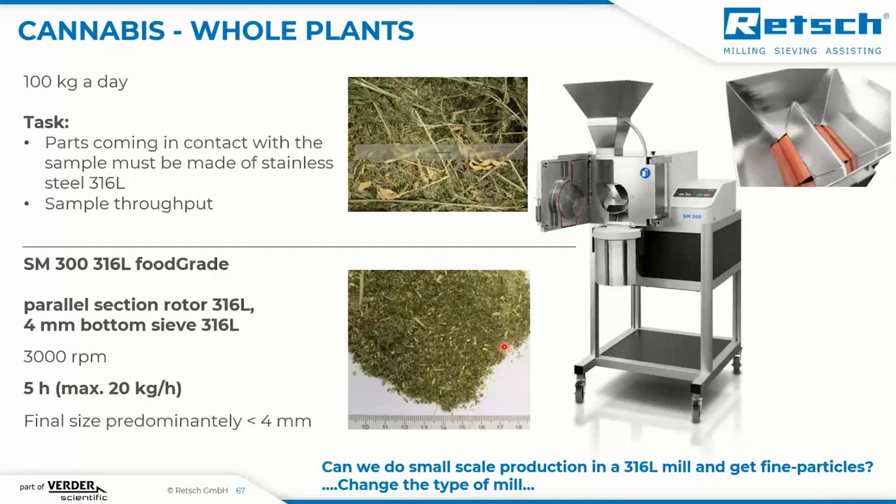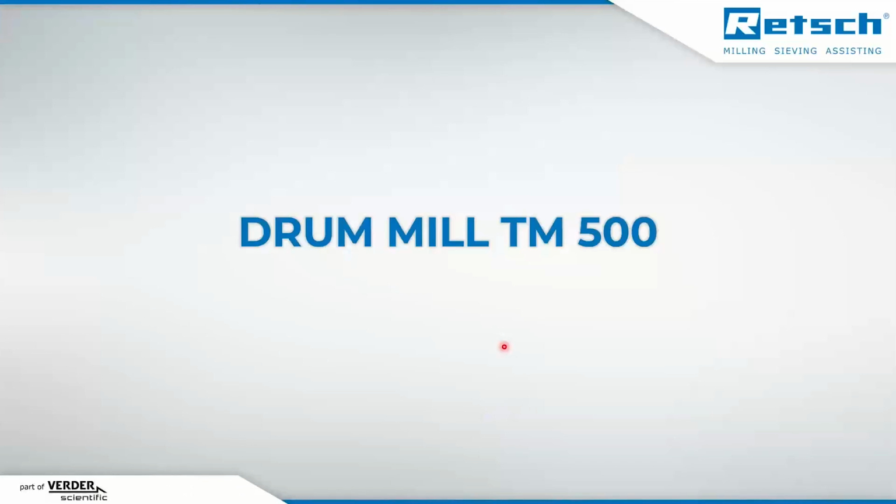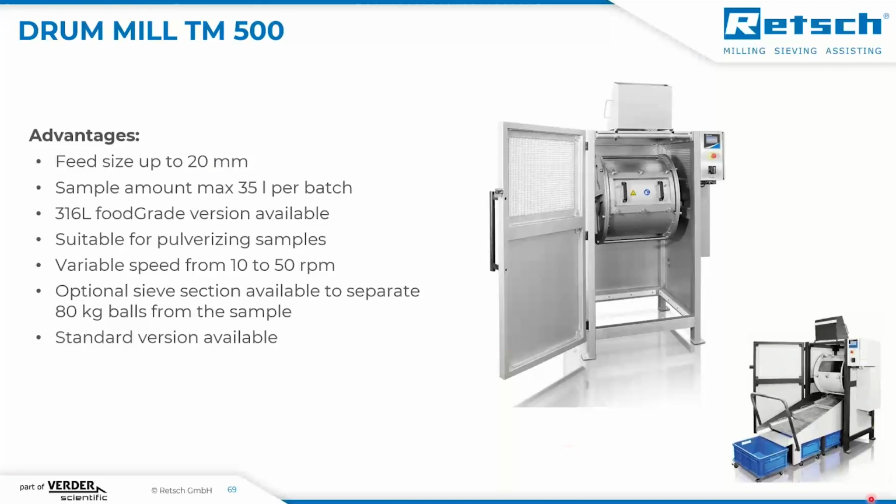And if now the task is for the food industry, it's nice to get 4 millimeter particles or maybe 2 millimeter particles in a cutting mill, but if we really like to grind it finely to get a fine ground powder, but also in 316L, what options do we have there? We can use a different mill, the drum mill TM500. Here we have 2 options available, the standard option and the 316L food grade version. This was launched this year as well.